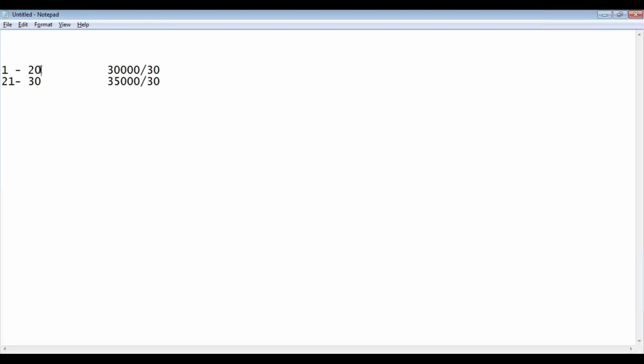So look at this. For these 20 days, the daily rate is what? 30,000 divided by 30. And for these 10 days, what is the daily rate? Because the basic salary for the month is 35,000. This is the value for the month. This is the value for the pay period.